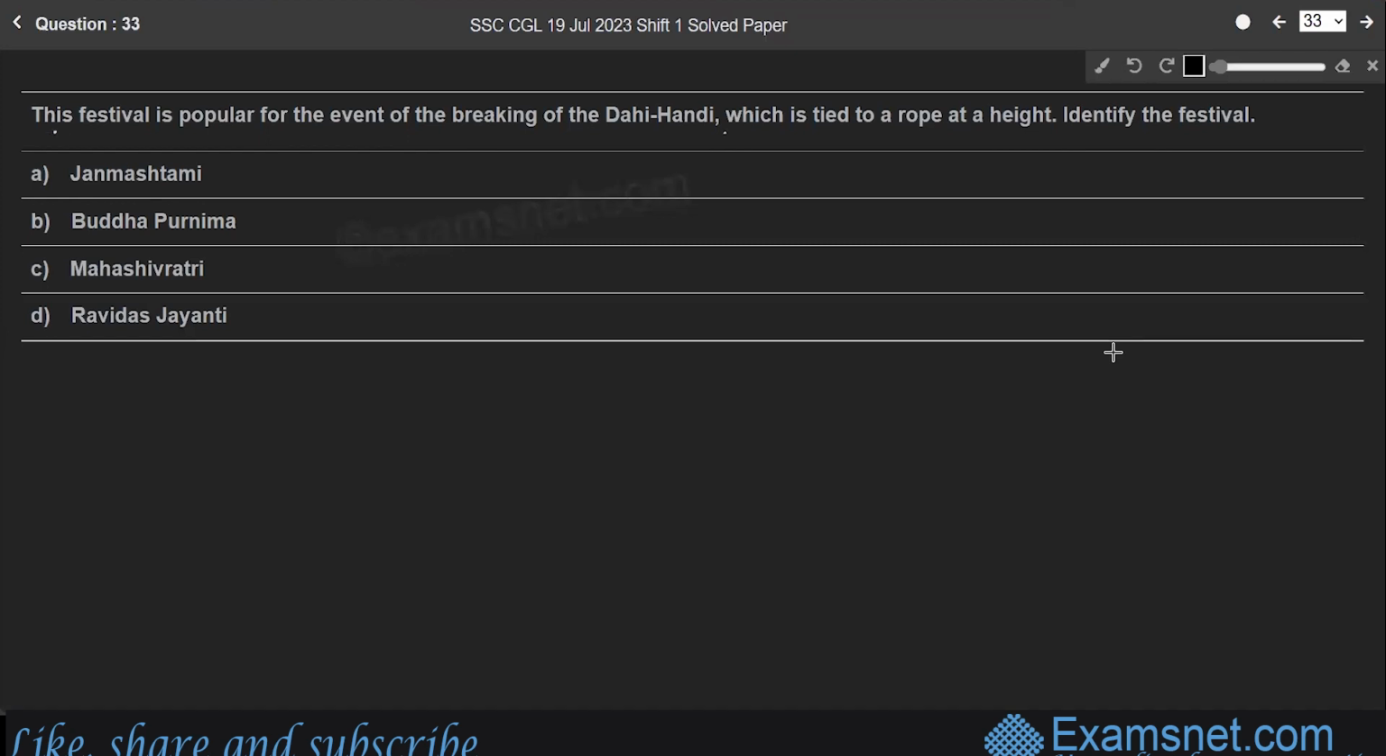Question 33. This festival is popular for the event of breaking of the Dahi Handi, which is tied to a rope at a height. Identify the festival. Among the four options, option A, Krishna Janmashtami. It marks the birth of Krishna, the eighth avatar of the Hindu god Vishnu.